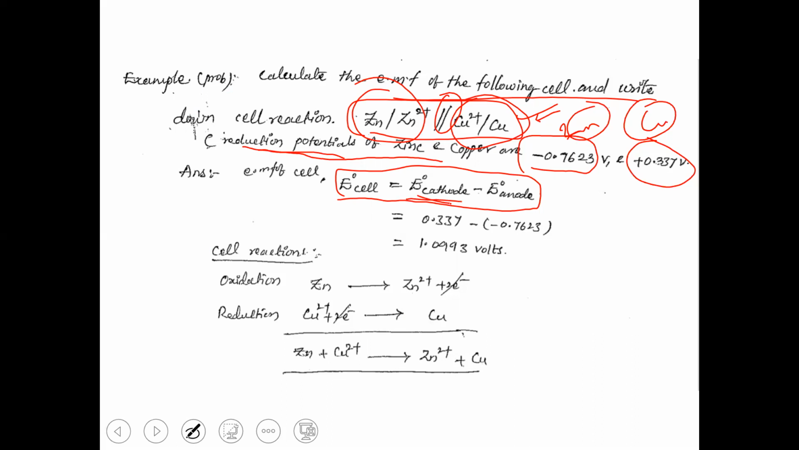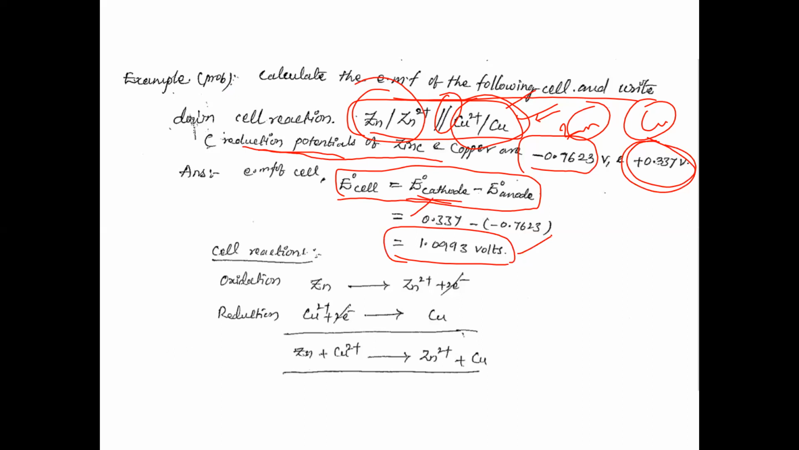What is the cathode? Copper acts as the cathode, and zinc acts as the anode. So the reduction potential of the cathode is plus 0.337 minus the reduction potential of the anode, that is minus 0.7623. On simplification, we get the value 1.0993 volts. So this is E cell, the EMF of the cell.